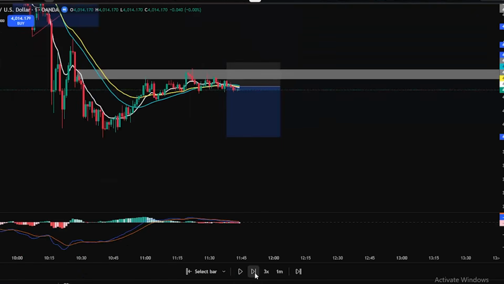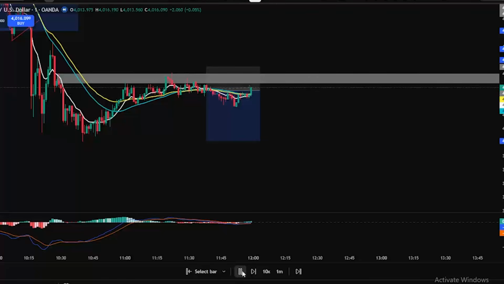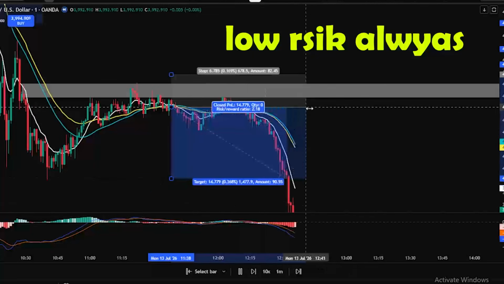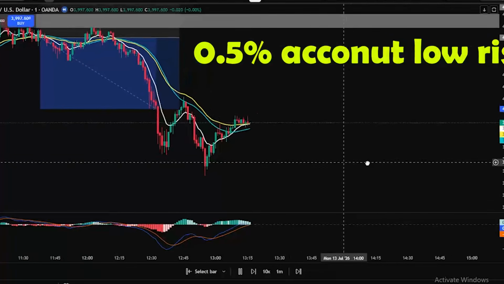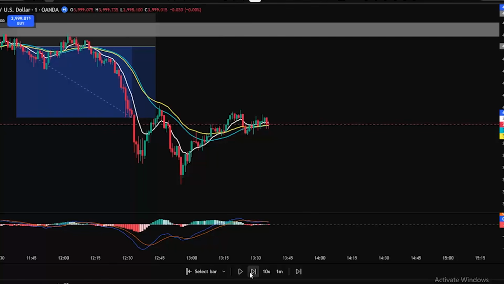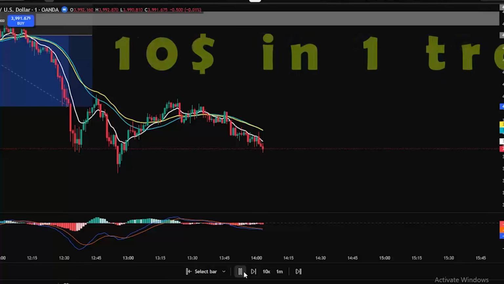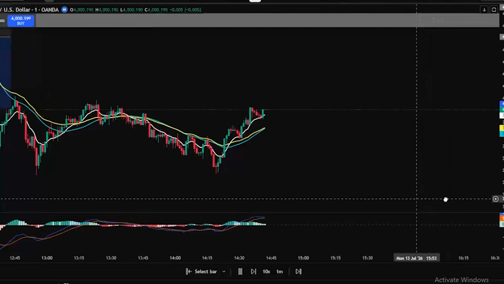For this EMA 9/21/34 plus MACD setup, the first rule is simple. Never risk a large percentage of your account on one trade. A common approach is keeping the risk between 0.5% and 1% of the account balance per setup. For example, if your account size is $1,000 and your risk is 1%, your maximum loss should be $10 on one trade. The stop loss should always be placed before entering the trade.